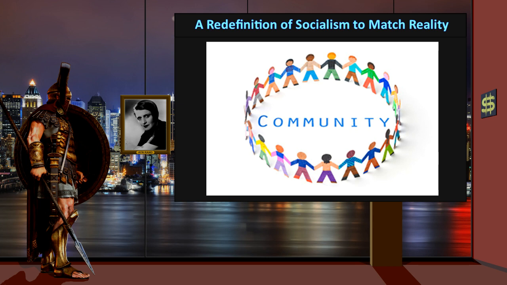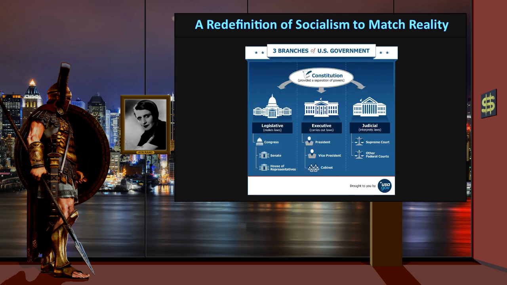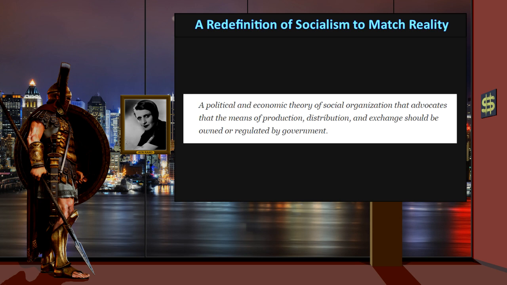Now we should ask, is the dictionary definition of socialism a good one? Well, since the community as a whole is simply a poorly defined and potentially unlimited collection of individuals, there actually is no such thing as ownership or regulation by the community as a whole. What there is, is government, an institution that consists of a definite collection of select individuals legally empowered and working together to enact and enforce laws. It is this institution that has always carried out what collectivists think should be done by the community as a whole. So the definition of socialism should actually be a political and economic theory of social organization that advocates that the means of production, distribution, and exchange should be owned or regulated by government.